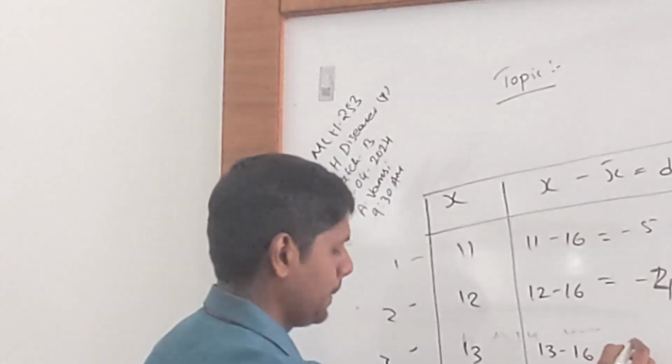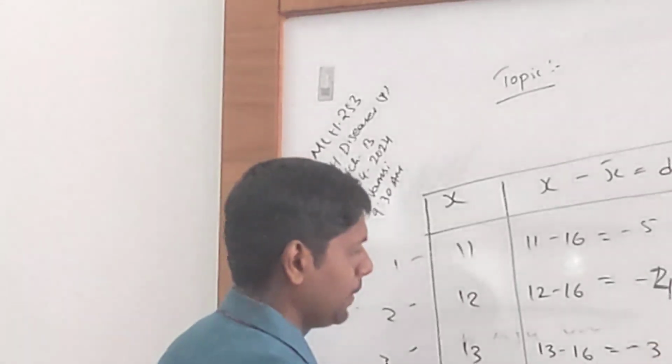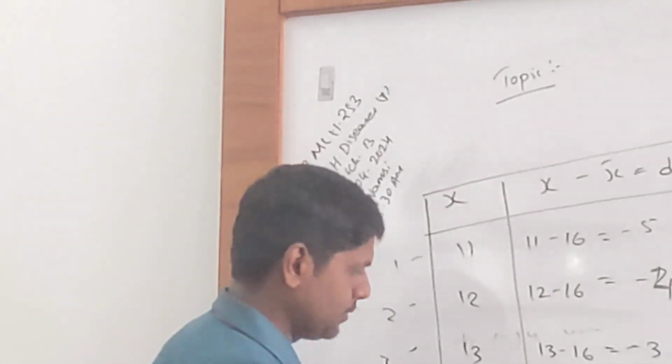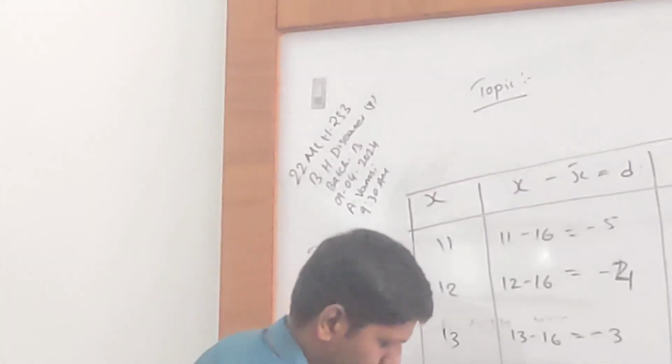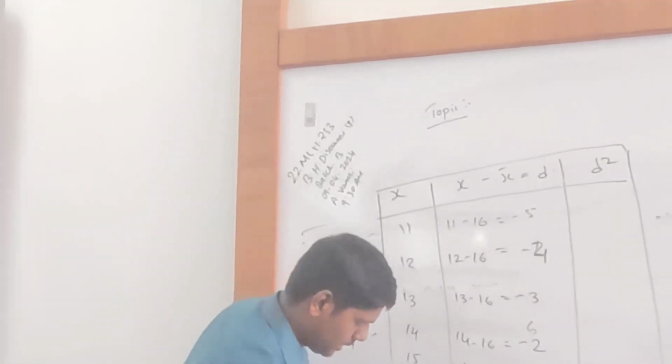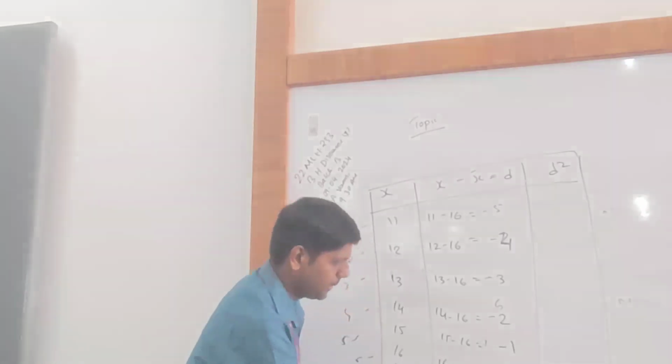Minus 3, minus 3, minus 2, minus 2, minus 1, minus 1, 0, 0, 1, 1, 2, 2, 3, 3, 4, 4, 5, 5.